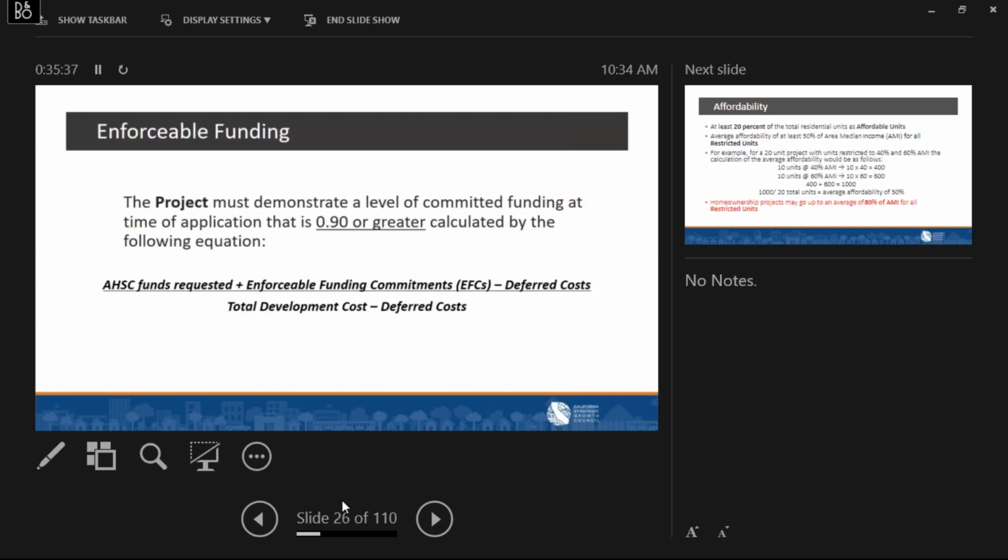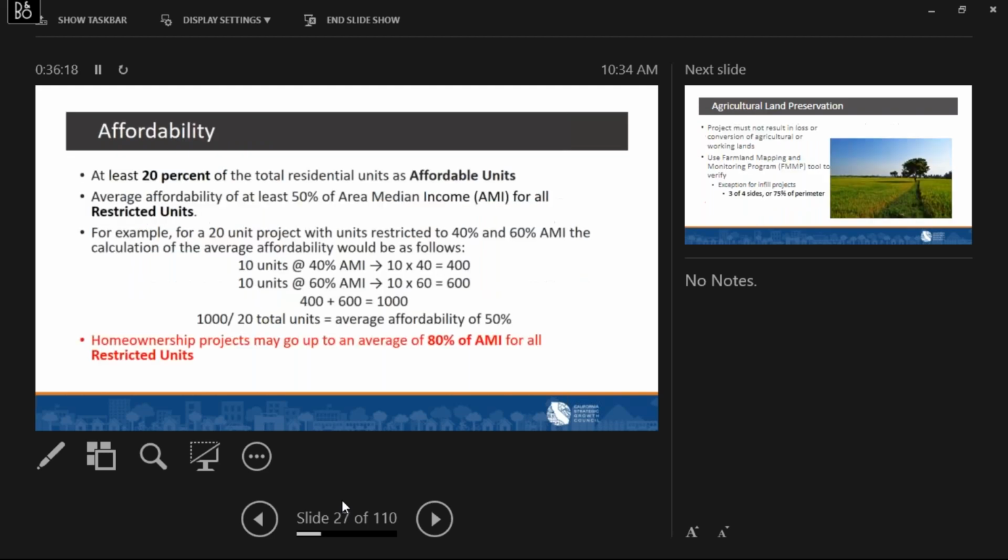Our enforceable funding requirement is that the project has to demonstrate a level of committed funding at the time of application that is 0.9 or greater, calculated by the following equation. So whatever funds you're requesting from the program, plus the enforceable funding commitments, less any deferred costs, over the total development costs minus the deferred costs. So really this is looking at, you have to have 90% of your funding in place, including whatever you're asking for from AHSC. So you can have 45% from other sources, 45% that you're requesting from AHSC, and you will meet that threshold.